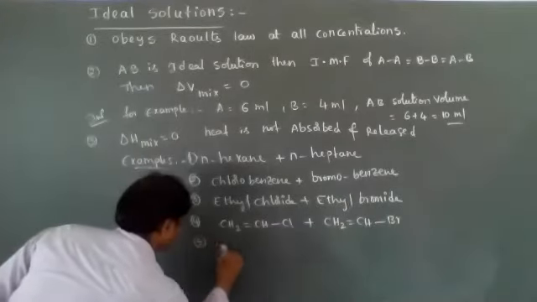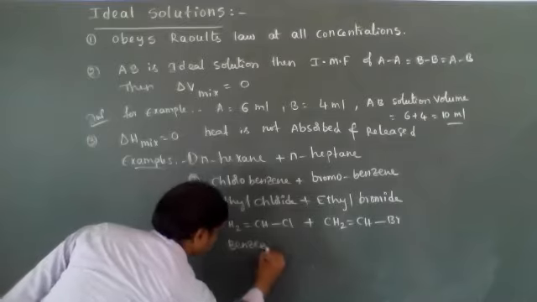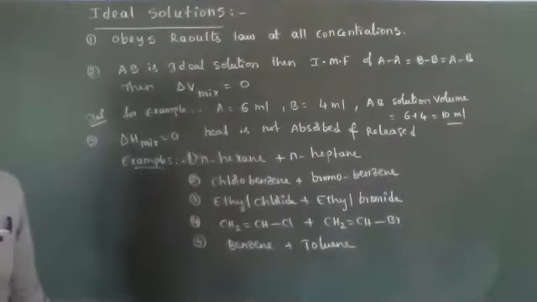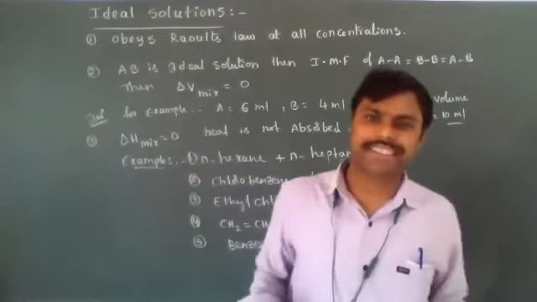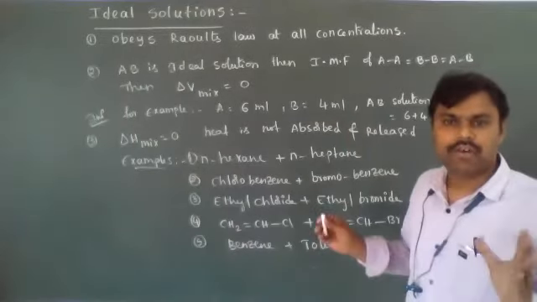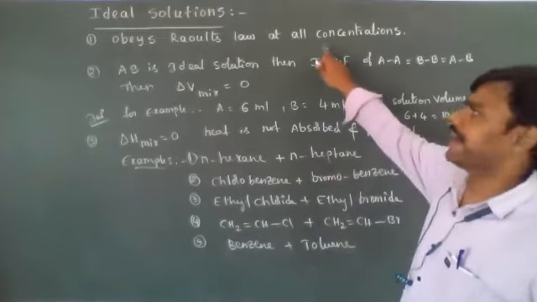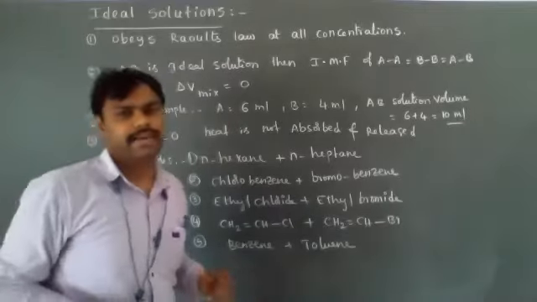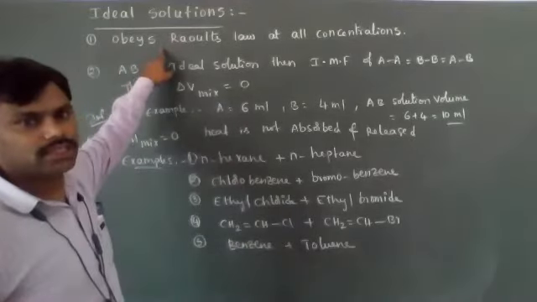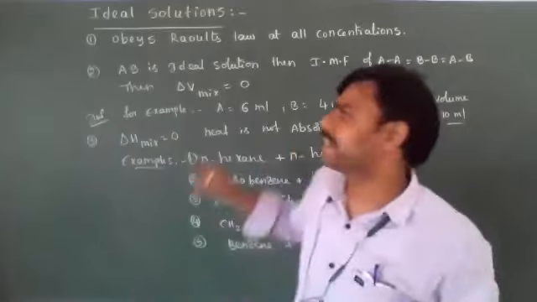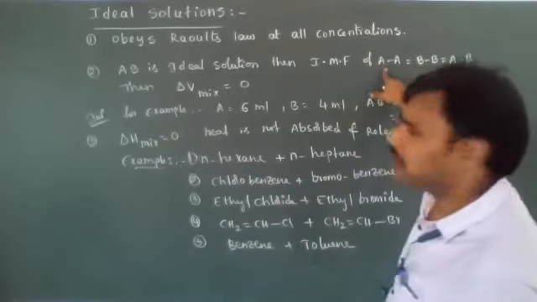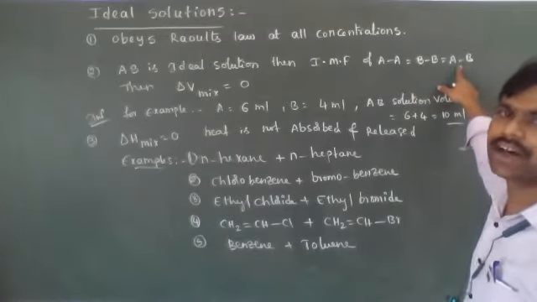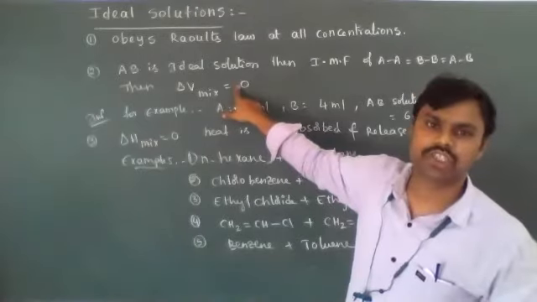Next, benzene plus toluene is also an example of ideal solutions. So if a question asks what ideal solutions are, what are the important points we need to write, dear students. An ideal solution is a solution which obeys Raoult's law at all concentrations and temperatures. During the formation of ideal solutions, the intermolecular forces between solvent molecules, solute molecules, and solute and solvent are equal. That's why delta V mixture is equal to 0.